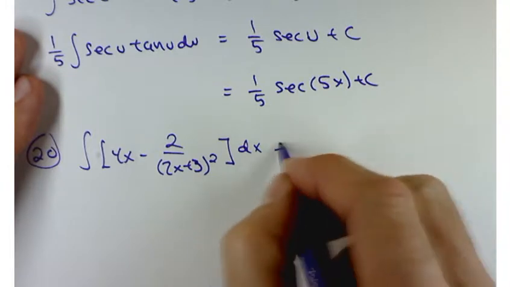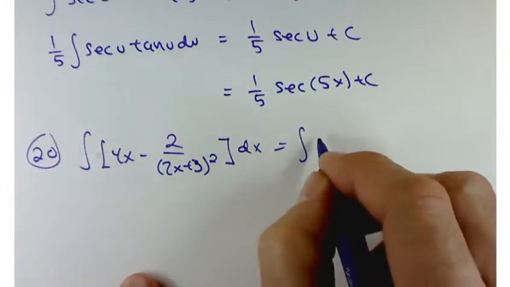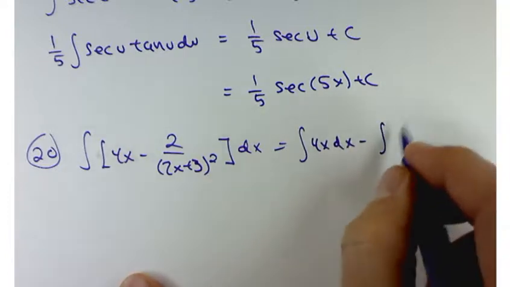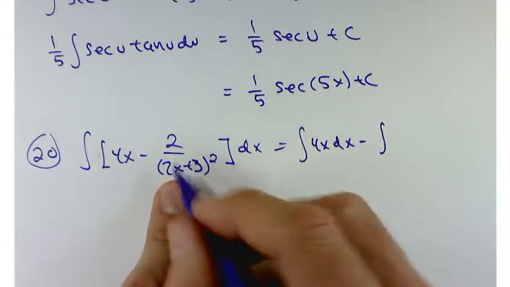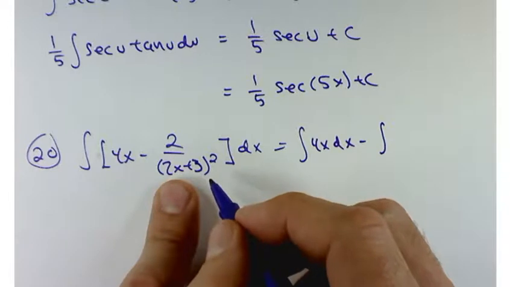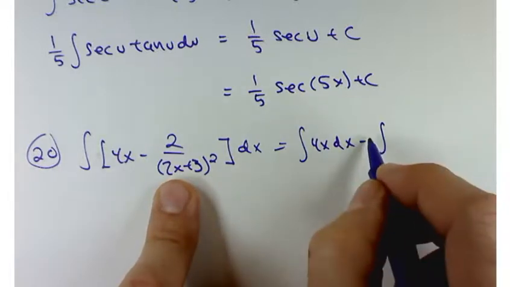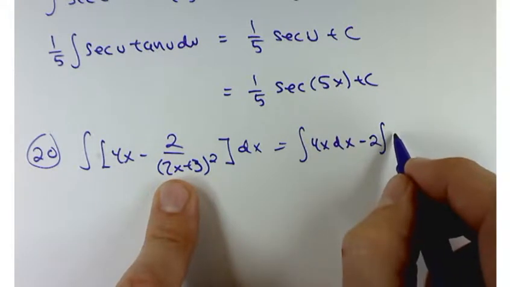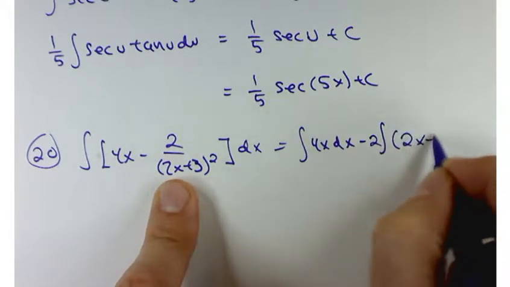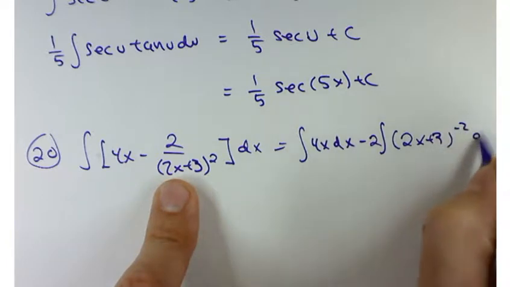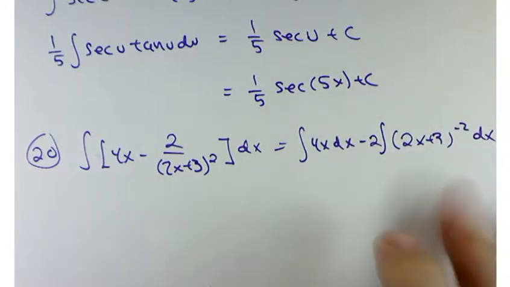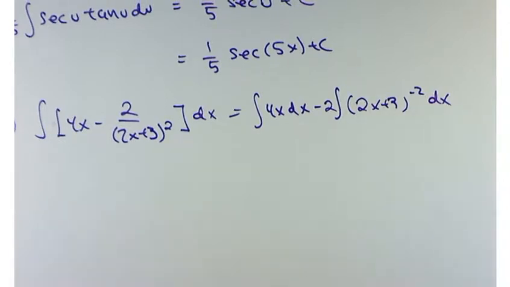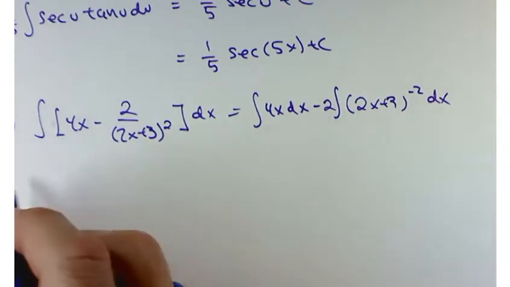Any ideas on what to do to integrate this one? Yeah, you can break it up. So integral of 4x dx minus integral of, well, we got this thing here. Any suggestions? Yeah, eventually U substitution. I guess what I would do is write this as 2x plus 3 to the negative second power dx. And writing it with a negative exponent is going to allow us to integrate it, especially after you do a U substitution.